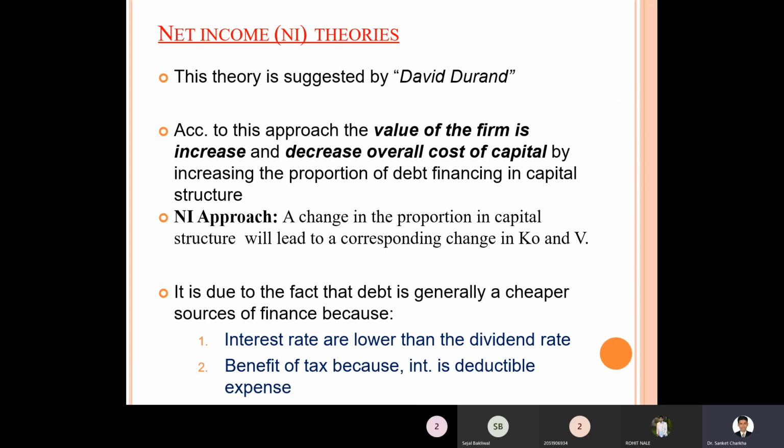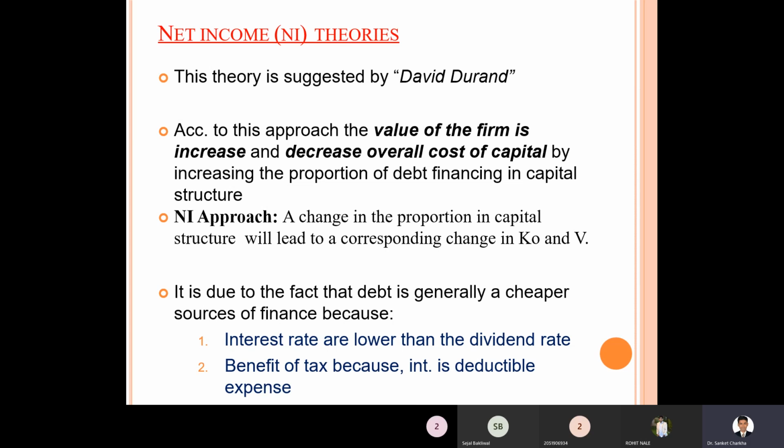Now coming to the first theory that is available with us, that is the NI, the net income approach. This particular theory has been proposed by David Durand. According to this approach, the value of the firm increases and the overall cost of capital decreases by increasing the proportion of debt financing in the capital structure.